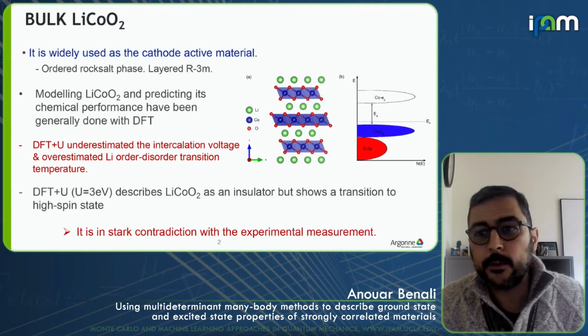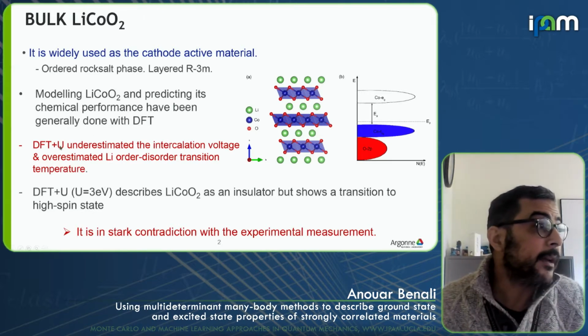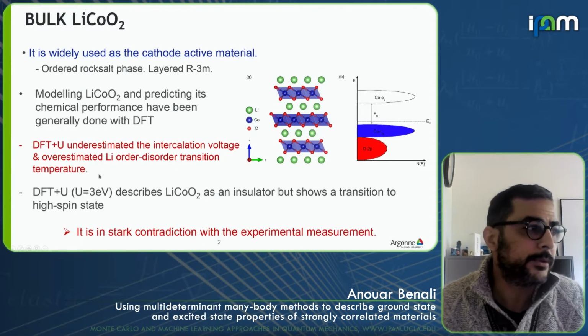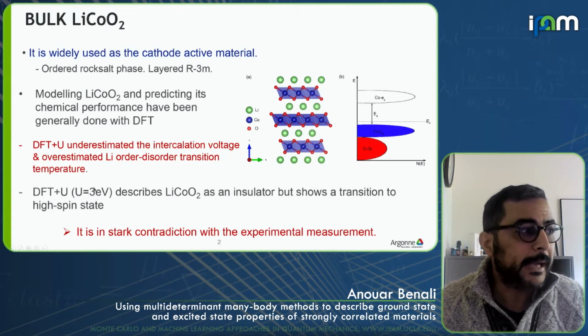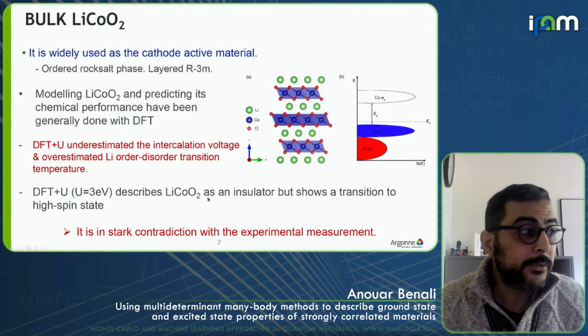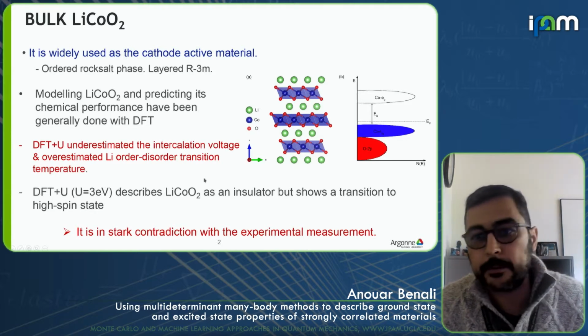However, like for everything, once you start playing with DFT+U, once you get one property right, you're going to mess up other properties. For instance, DFT+U may get the correct band gap, but it might also underestimate the intercalation voltage and overestimate the lithium order-disorder transition temperatures. Also, this is the value of U that was conventionally accepted amongst DFT practitioners. But yes, it gives you the correct insulator behavior, but shows a transition into a high spin state, which is in stark contradiction with the experimental measurements.